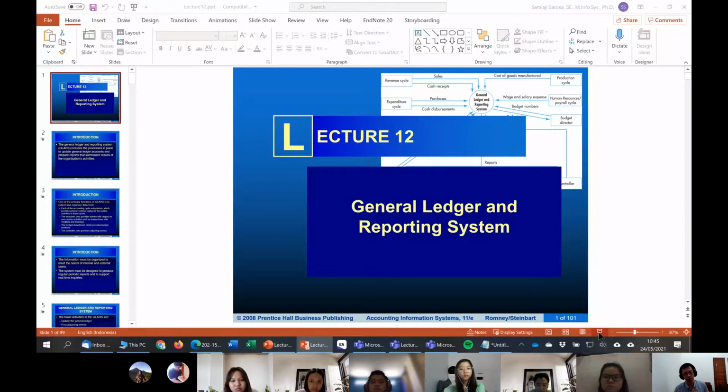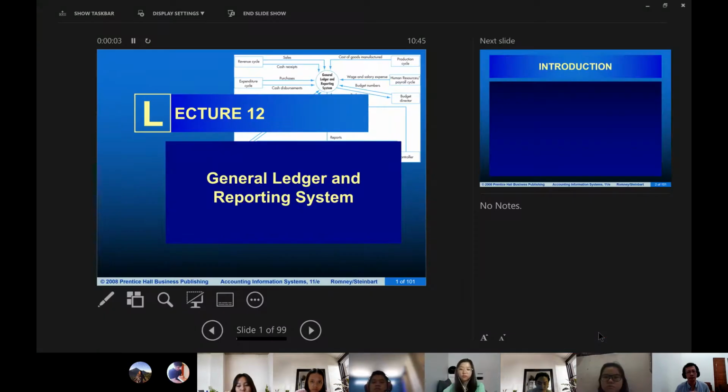Okay, so this is the last system. This is the termination of all information flowing from other cycles to the general ledger and reporting system. If you remember, for every transaction cycle we discussed already, there is always a flow of information from that cycle to the general ledger and reporting system, because we need this for reporting, to create financial reports and other managerial reports required by the management.